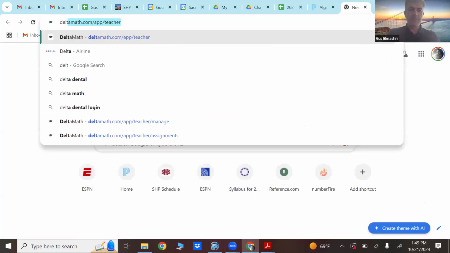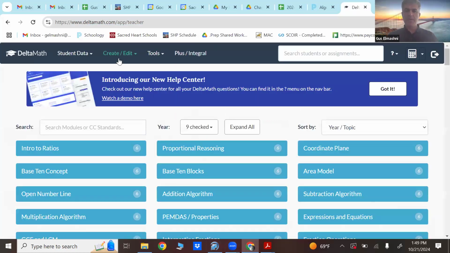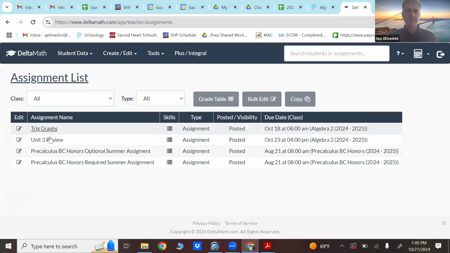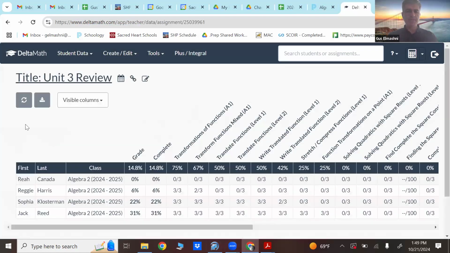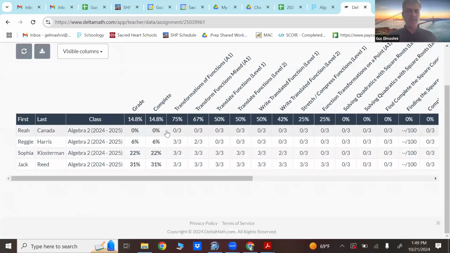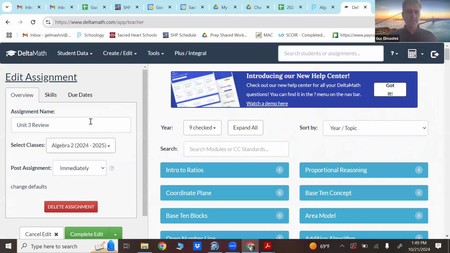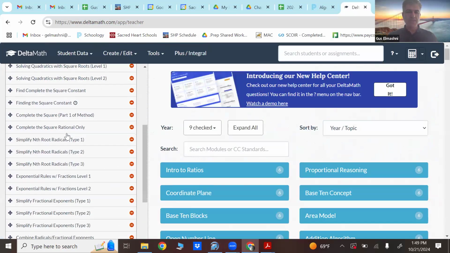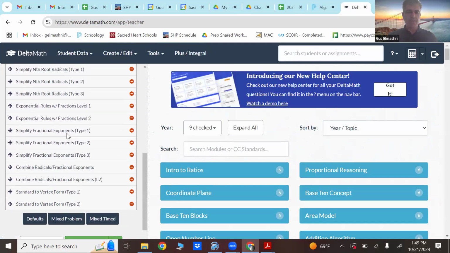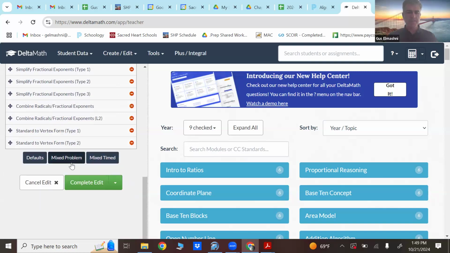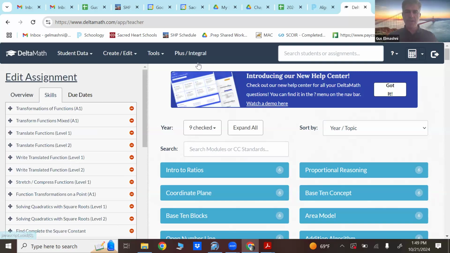Actually, let me see if I can access it. And oddly, I had to use my personal account, so I don't know why my school account didn't work for it. But so, view assignments, new through review. Sorry, I didn't mean to share data with you guys. That's kind of rude. Hold on. Yeah, these are all different skills. You can see, like, simplify fractional exponents, combine radicals, fractional exponents. Trying to see how I can access it.